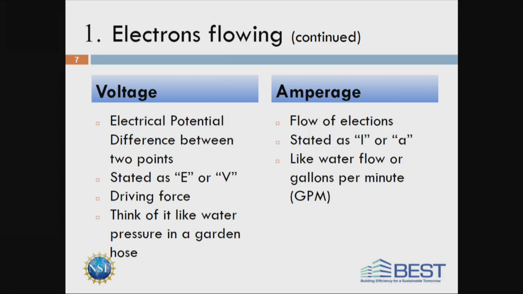For nomenclature, we use either E or V. It's a driving force. Amperage is the flow of electrons. So voltage is what's giving it that potential to move. Amperage is the actual flow of electrons. Amperage, we typically call it I or A. And it's the water flowing through the garden hose.